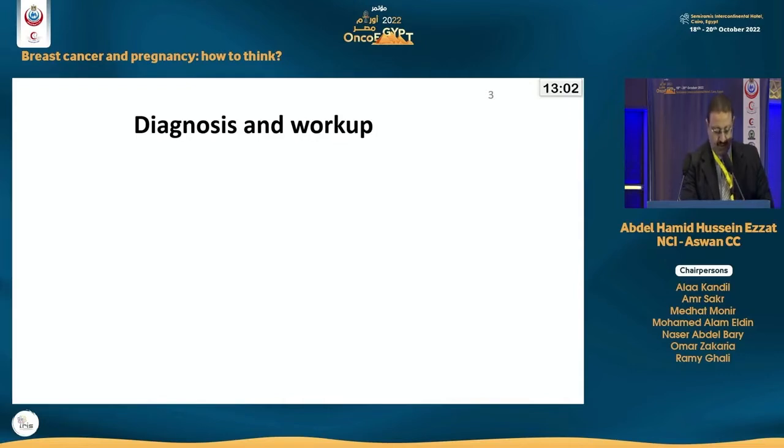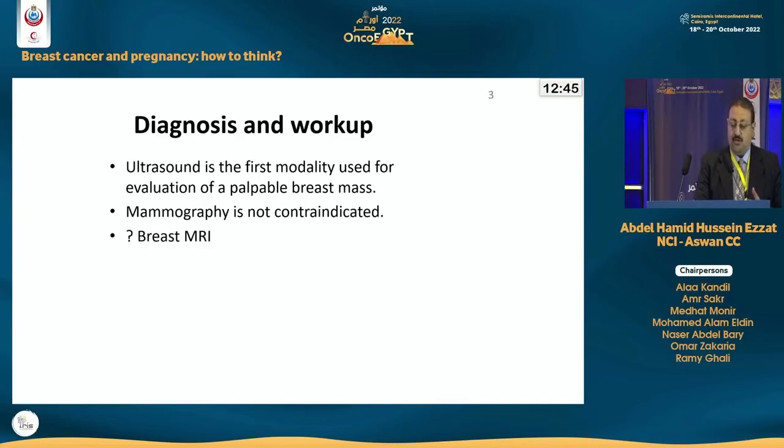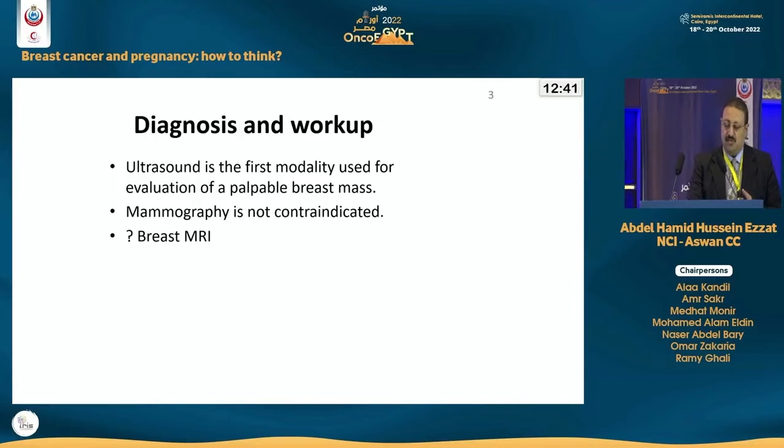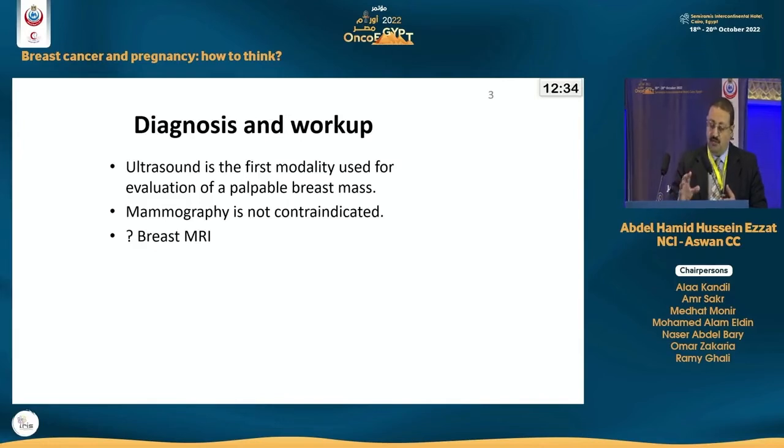Regarding the workup, ultrasound is the first modality used for evaluation of a palpable breast mass. Mammography is not contraindicated, but it is not the first option. Concerning breast MRI, it is questionable because of the gadolinium contrast with questionable teratogenic effect.